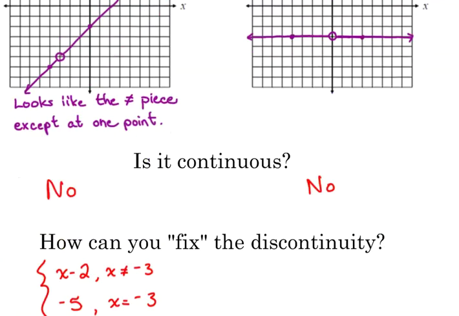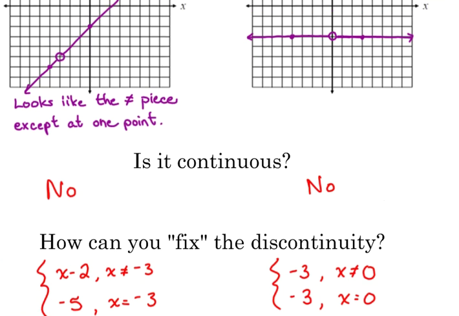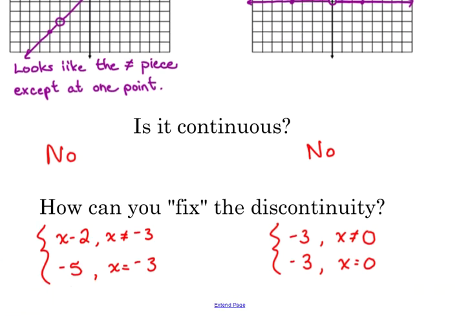Similar case, now the second one's a little bit more boring, because it's just a constant. But if we change the second piece to -3, then that would fix the discontinuity. Like I said, that one's a little boring, but that would fix the problem. Okay, any questions with the equal to and the not equal to?